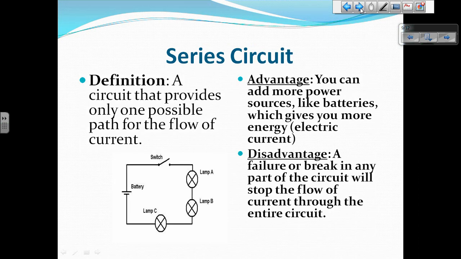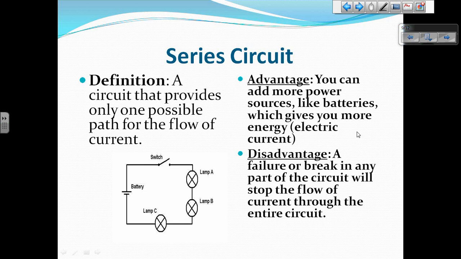The first circuit is a series circuit, and you probably remember learning about series circuits when you were in elementary school. A series circuit is a circuit that provides only one possible path for the flow of current. So let's talk about what that actually means. Whenever you have a series circuit, you have everything connected in one path, all right? So, what is the advantage and disadvantage of this? Well, let's look at that.